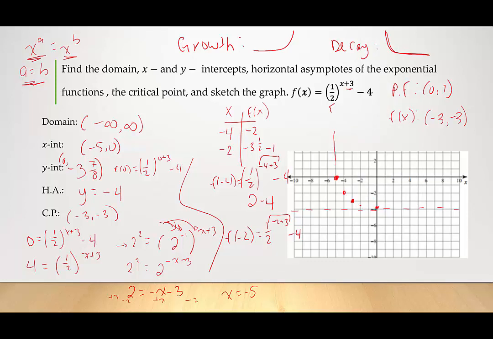Connect these with a nice smooth curve where it's coming up tall in the negatives, and then it kind of flattens out as we get to more positive. And there's what the actual graph looks like. I did pretty good that time.